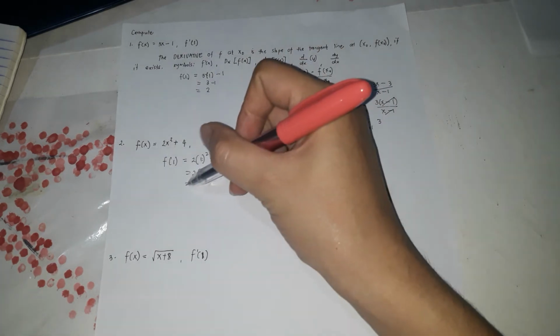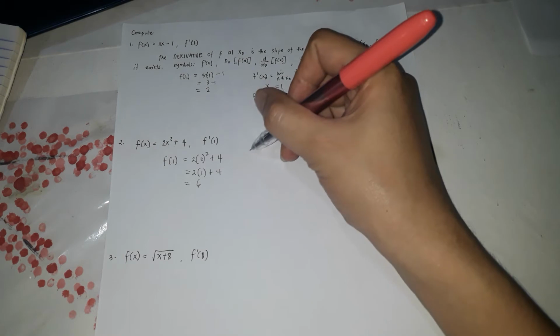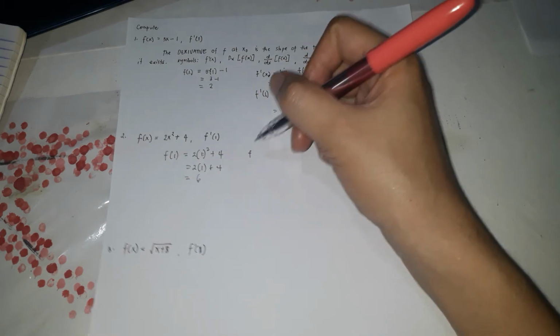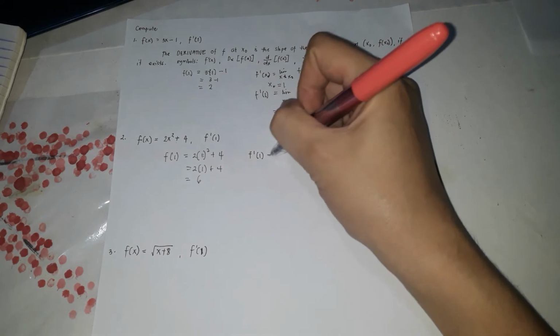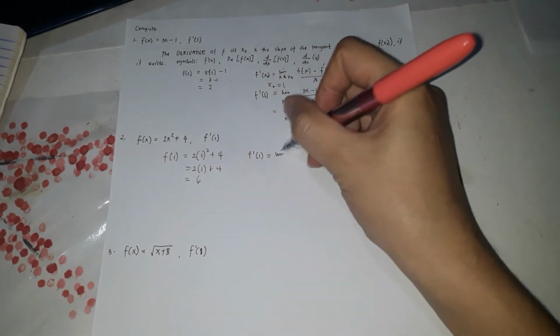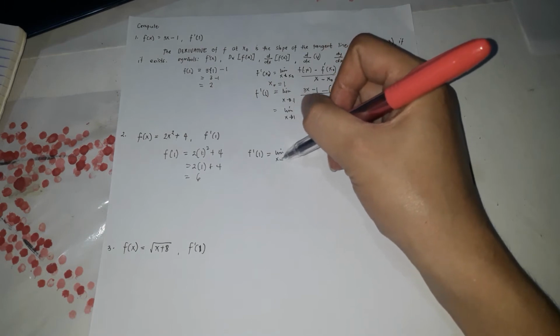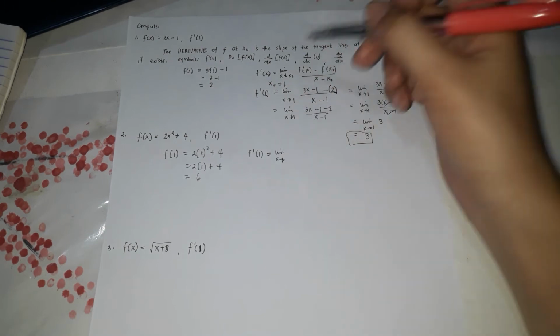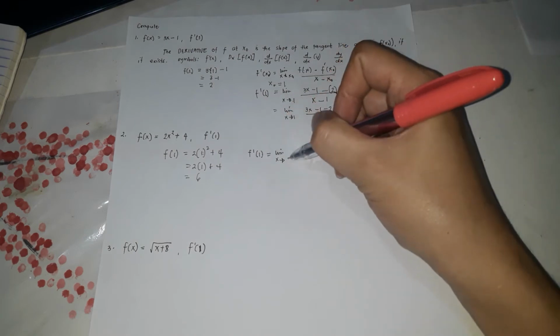So 2 plus 1, 6. Next, we're going to solve for the derivative. So the derivative is equal to the limit of the formula, which is this one. So let's copy the formula. I will not go into copying it anymore. So x of 0 is 1.